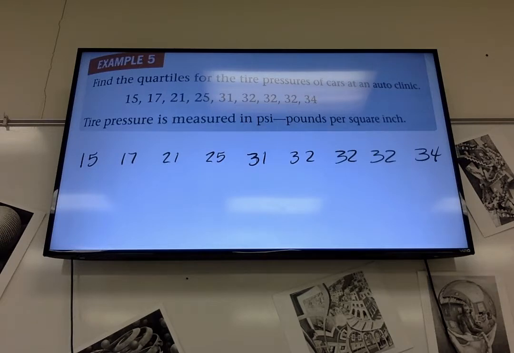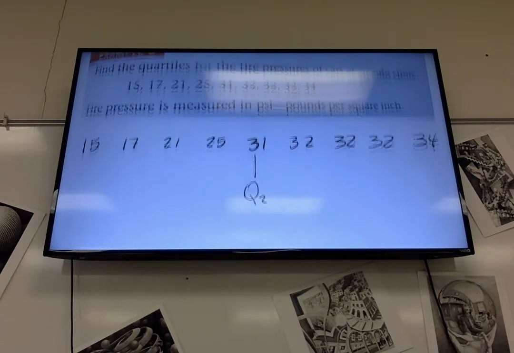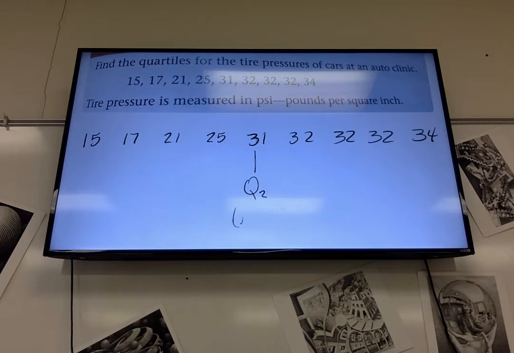The first step when you're trying to find the quartiles is to find the median, because the median splits it into half. So the median is here, and we call that quartile 2, but that's the same thing as the median. And notice you have 4 to the left of that one and 4 to the right, smack dab in the middle. That's what makes it the median.